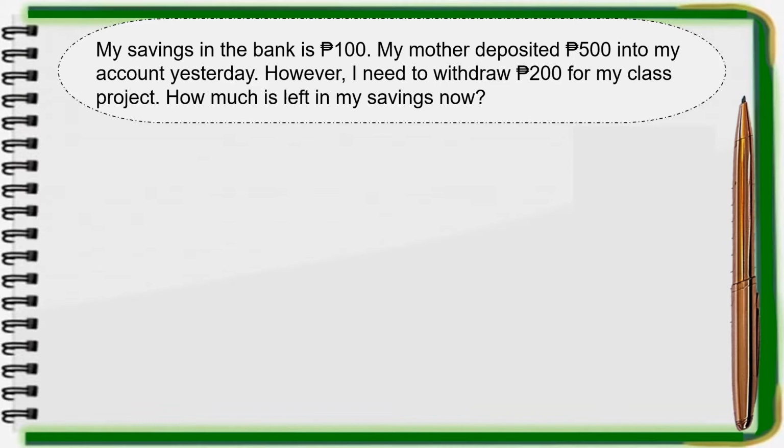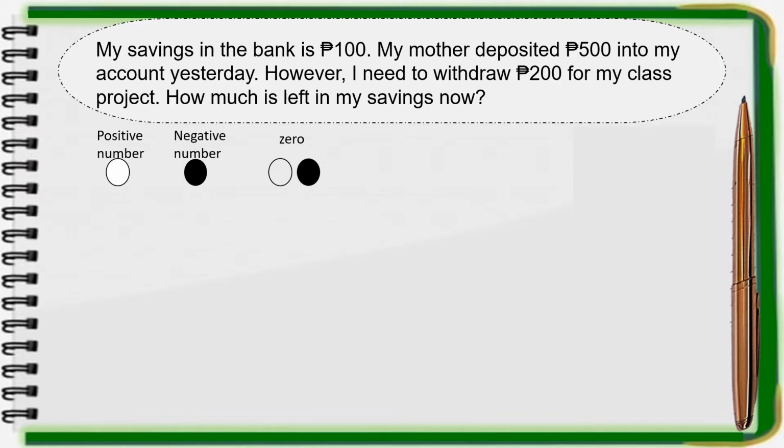Correct! We can use models. Halimbawa, ang paggamit ng colored chips. Shall we say, the white chips represent positive numbers and black chips represent negative numbers. To represent 0, we should have a pair of white and black chips. So, let us solve our problem.